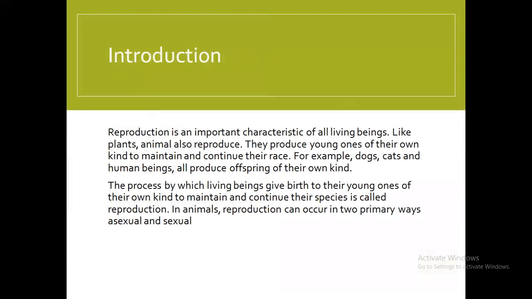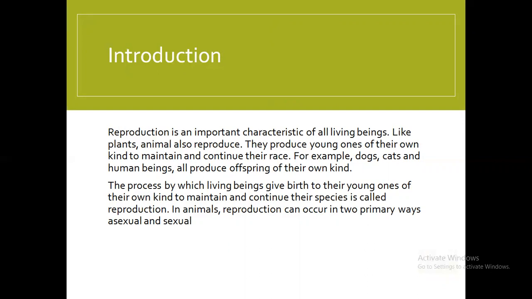So first of all, reproduction. Reproduction is an important characteristic of all living beings. Like plants, animals also reproduce. They produce young ones of their own kind to maintain and continue their race. For example, dogs, cats, and human beings all produce offspring of their own kind. The process by which living beings give birth to their young ones of their own kind to maintain and continue their species is called reproduction.